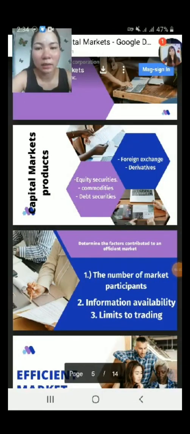Capital market products. Equity securities. Equity securities are the representation of ownership interest controlled by the shareholders and also a company's net assets. They also play a fundamental role in investment analysis and portfolio management because they represent a significant portion of many individual and institutional investment portfolios.